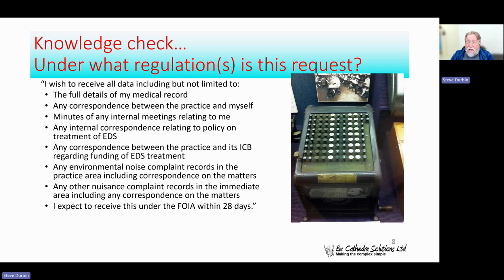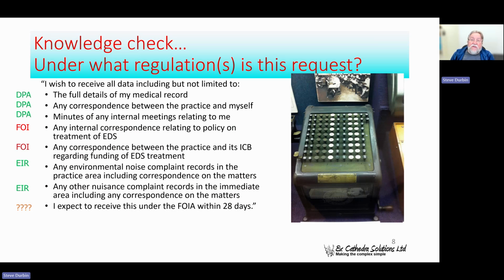Right. So if we take these apart and go through them individually, the first one is asking for personal data. That's clearly Data Protection Act GDPR. Correspondence between the practice and myself, that's personal information as well. Note that you can't refuse to give someone a copy of the information because they've already got a copy of it because they've been involved in the correspondence. You have to provide them with a copy. Minutes of any internal meetings related to me, well, you may well provide extracts from those. You probably wouldn't provide the full meetings. It's quite likely you'd be discussing other patients in the meeting, so you can just extract those.